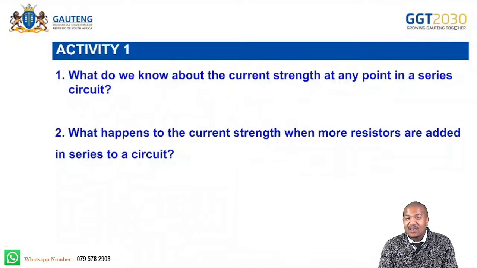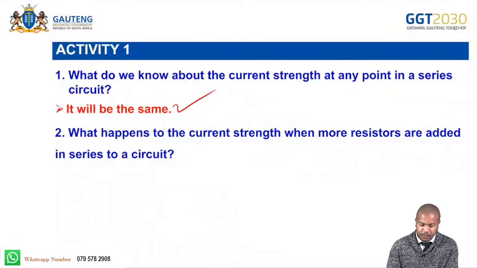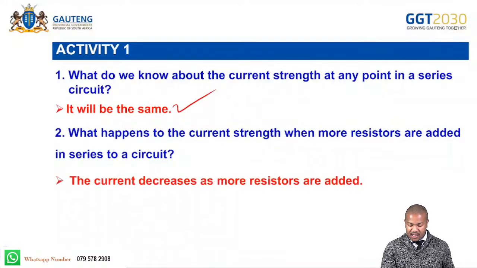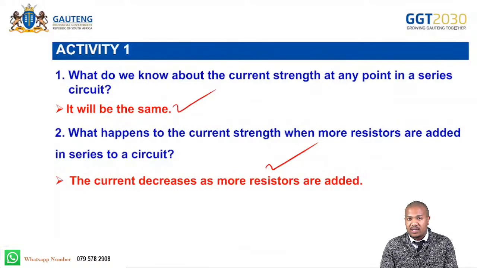Welcome back, grade 9s. We are going to look at the solutions together now. Number 1 says, what do we know about the current strength at any point in a series circuit? When current is measured at any point in a series circuit, it stays the same. It will be the same at any point in a series circuit. Then number 2, what happens to the current strength when more resistors are added in a series circuit? The current strength decreases as more resistors are added. So now I'm going to give you a quick minute to copy down these corrections. Then after that, we shall continue with our lesson.